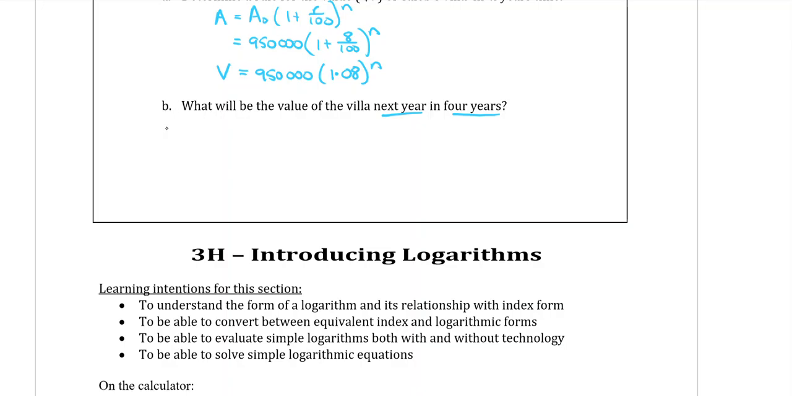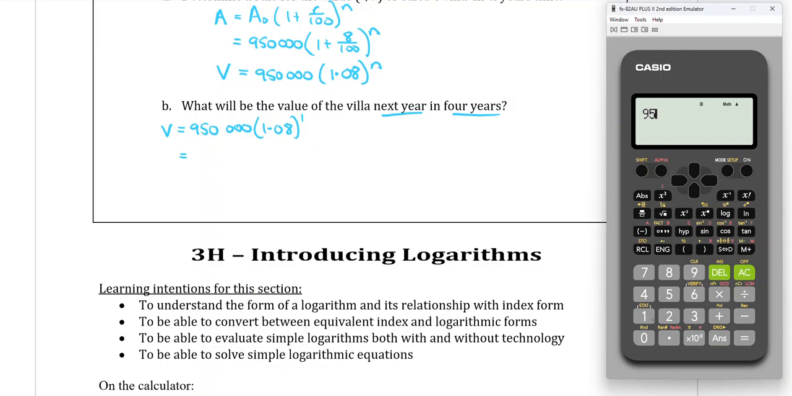Next year we'll be subbing in that N is equal to 1. So we get V equals 950,000 times 1.08 to the power of 1. Typing that in our calculator, we get 950,000 times 1.08 to get 1,026,000.